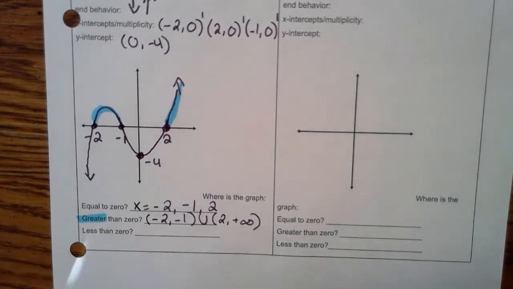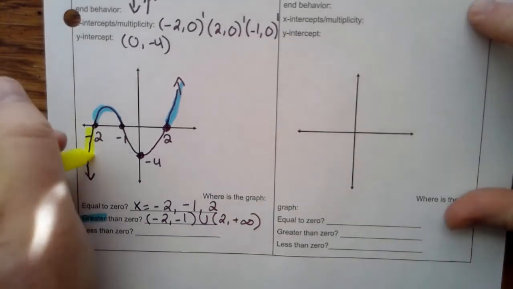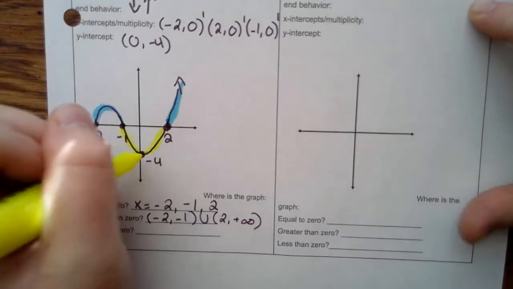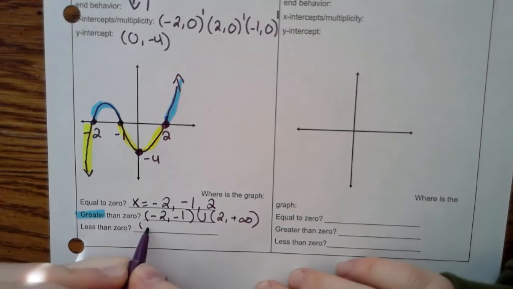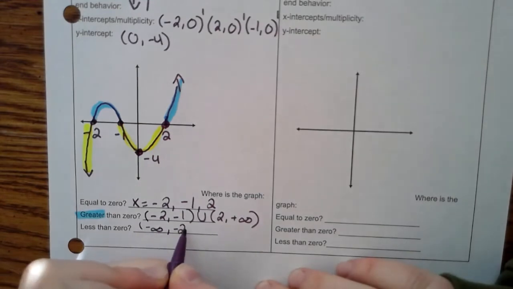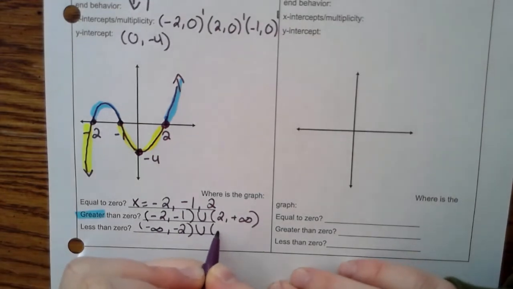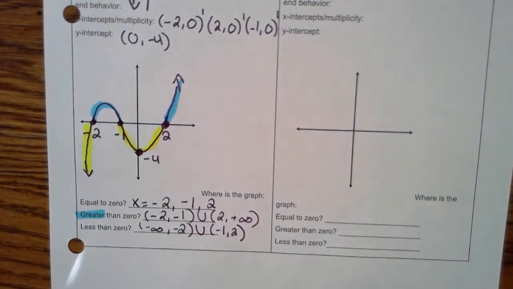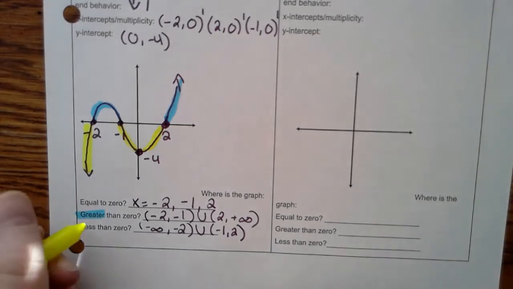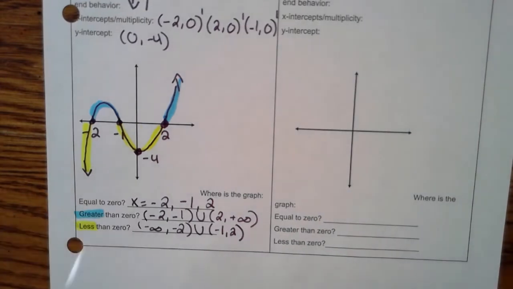And then where is it less than 0? Well, I see 2 segments where it's smaller. So that's going to be -infinity to -2, union -1 to 2. Okay, we answered the question. Let's do the next one. Highlighting is going to totally help. And they're just more fun that way.